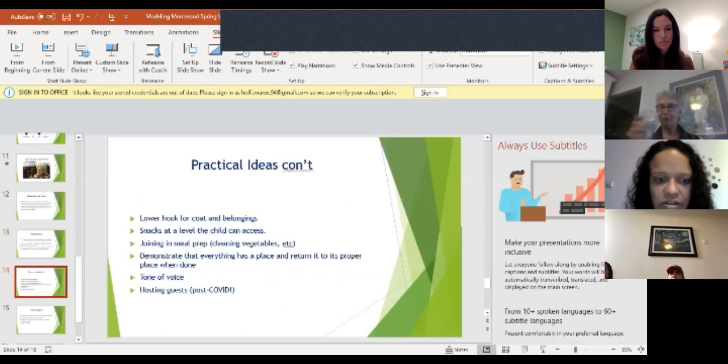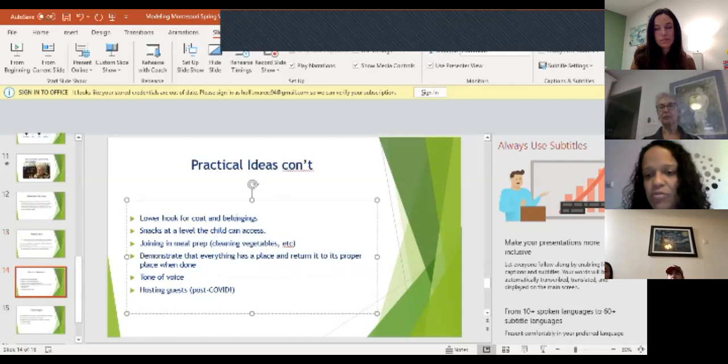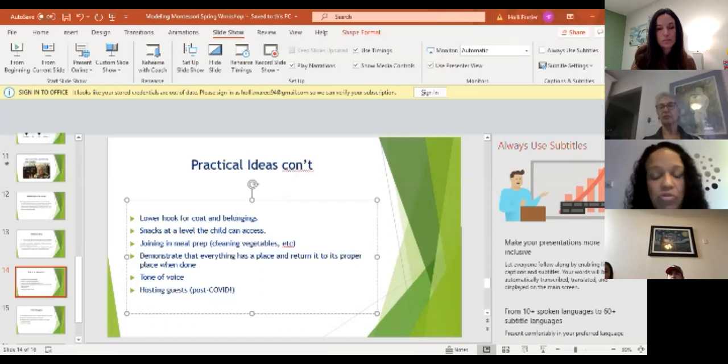So the lower hooks, snacks at a level that the child can access. At school, pre-COVID, in the primary classrooms, there would be maybe some pretzels or some orange slices at the child's level, with some small plates where they can get their own plate and their own snack, and small cups so that they can get their own water.